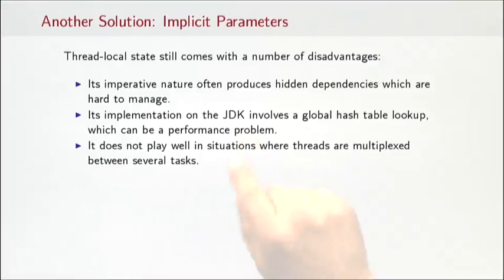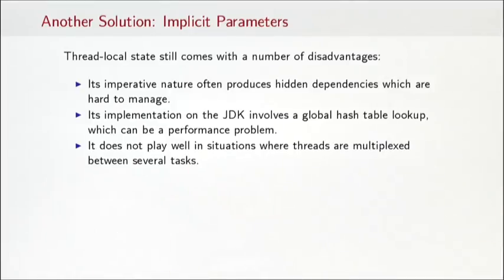The second shortcoming of thread local state is that it's not terribly efficient because every access to a thread local variable in fact involves a global hash table lookup. So the JDK stores essentially all thread local variables in a hash table that's associated with the current thread, and accessing that hash table is not as fast as if you just select that variable directly.